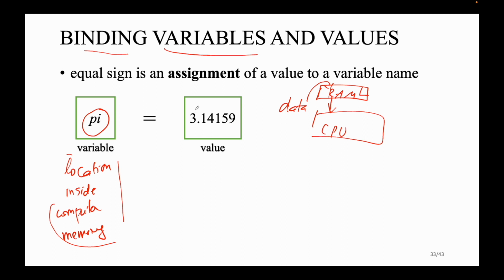And then you have a value here, 3.14159, and you will assign, I mean, you will store this value inside this location, and to do that you need an operator called the binding operator. This is called binding.